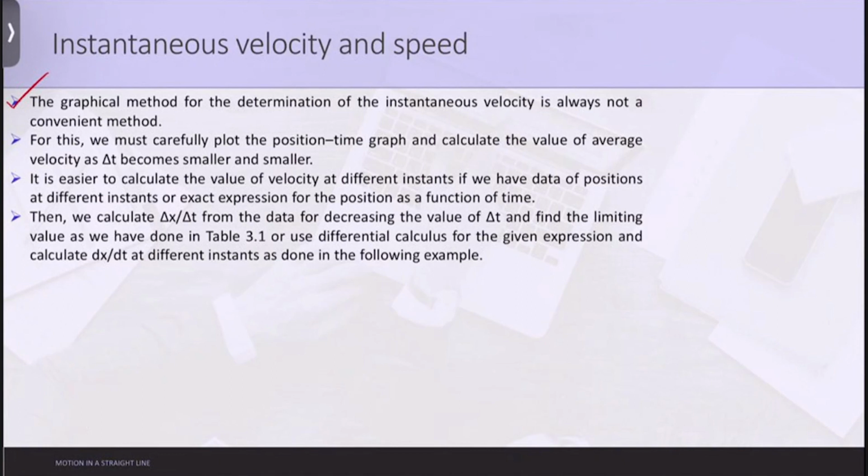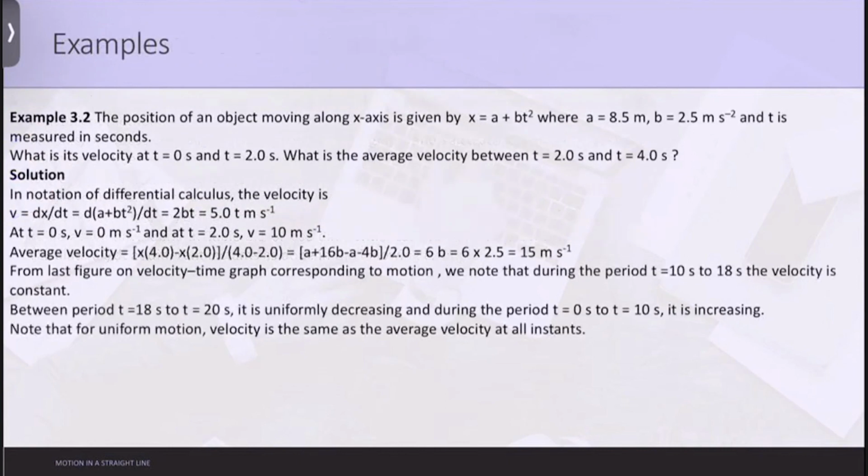It is easier to calculate the value of velocity at different instants if we have data of positions at different instants or exact expressions for the position as a function of time. So this is the methodology which we adopt generally. Then we calculate the value of delta x by delta t from data for decreasing the value of delta t and find the limiting values as we have done in table 3.1, or use differential calculus for the given expression and calculate dx by dt, the thing which I was trying to explain to you, at different instants as in the following example. So let us understand the next example, and then this will be clear as to how the differential calculus is being used.